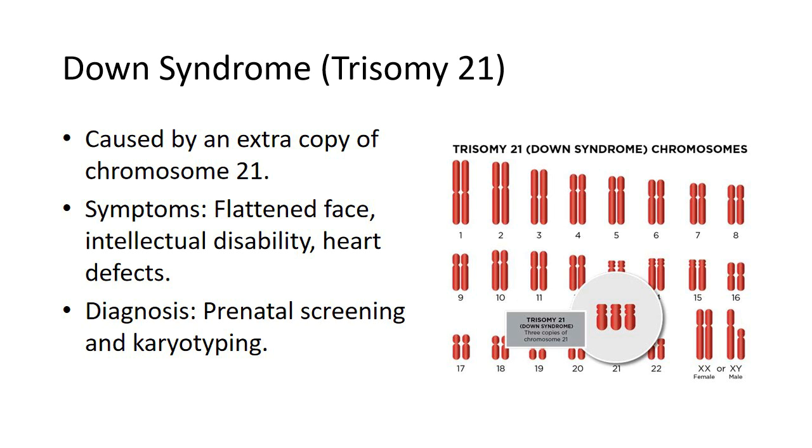Incidence: the likelihood of having a child with Down syndrome increases with maternal age, particularly after age 35. Diagnosis: can be diagnosed prenatally through amniocentesis or non-invasive prenatal testing, NIPT.